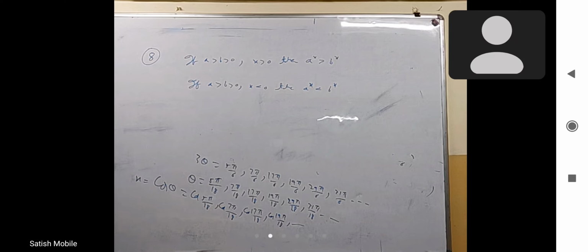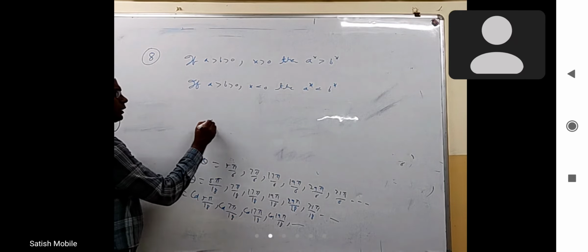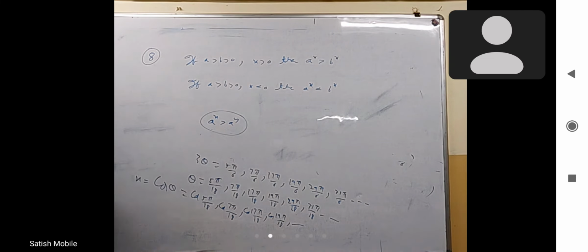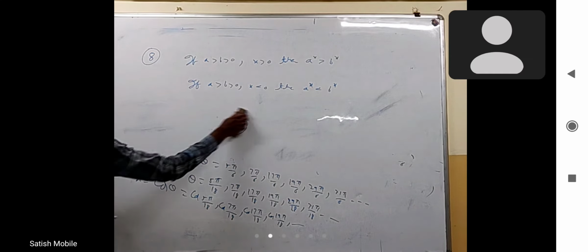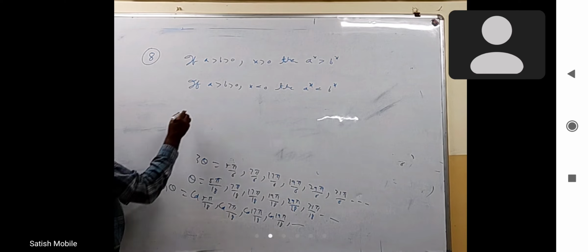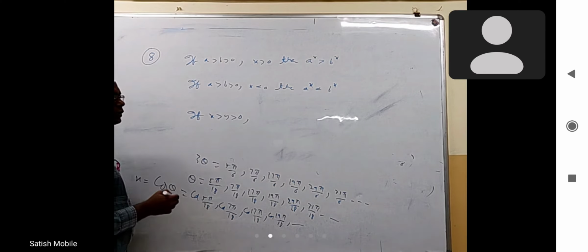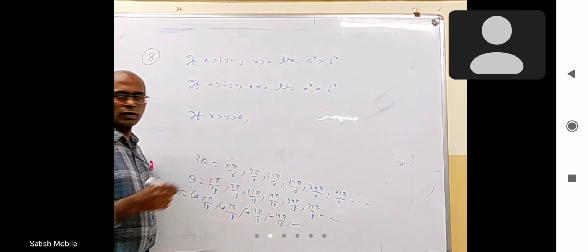What if the base is the same, can we compare? A power x is greater than A power y. When can I say this? If x is greater than y is sufficient, let us make that. That is, x is greater than y is greater than 0. Then can I say definitely A power x is greater than A power y?